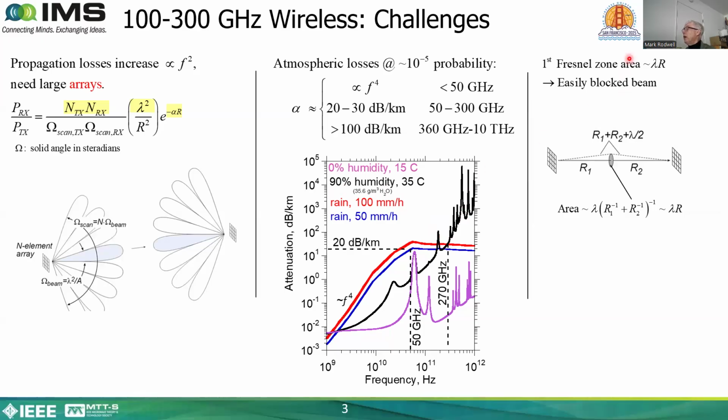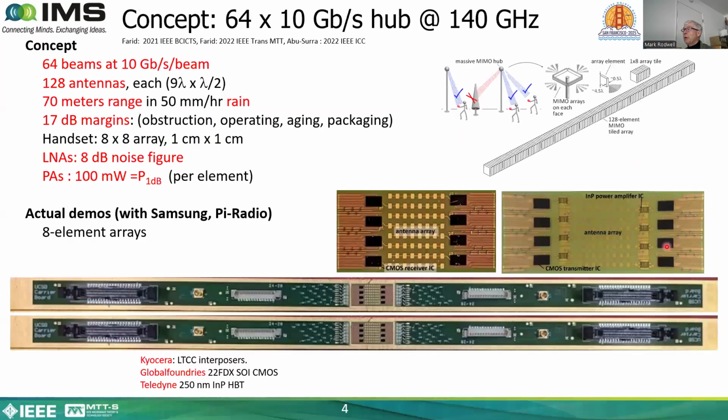The final problem is that high frequency signals are easily blocked, because the first Fresnel zone, which is the area where most of the radio signal energy is carried between the transmitter and receiver, has an area of approximately the product of the wavelength and the propagation distance. So again, an object that covers this area will block the beam. And so in high frequency systems, we either need to ensure that the signal path is out of the way of possible objects that might block the beam, or we need to provide multiple redundant signal paths.